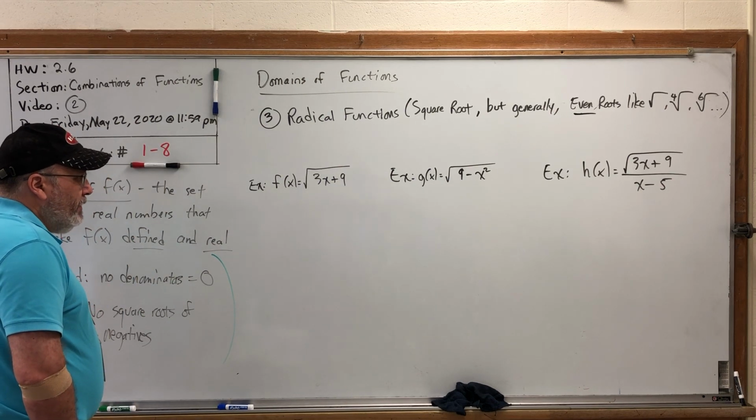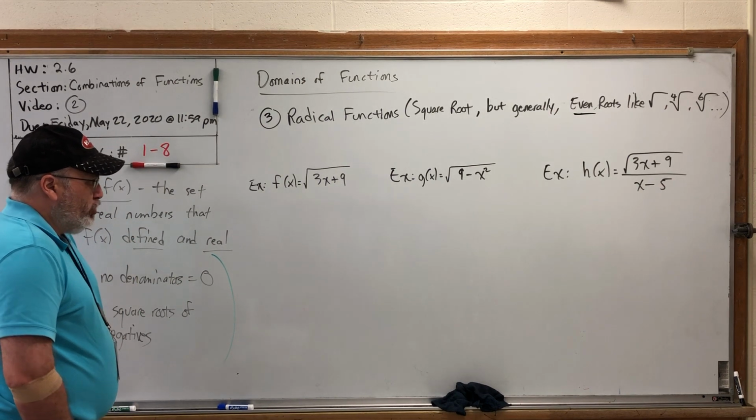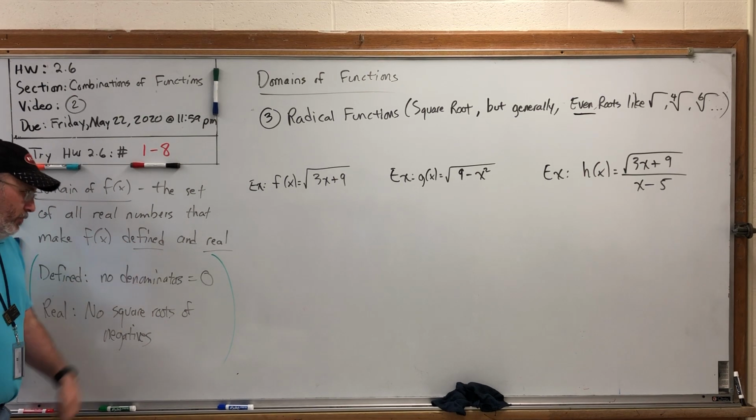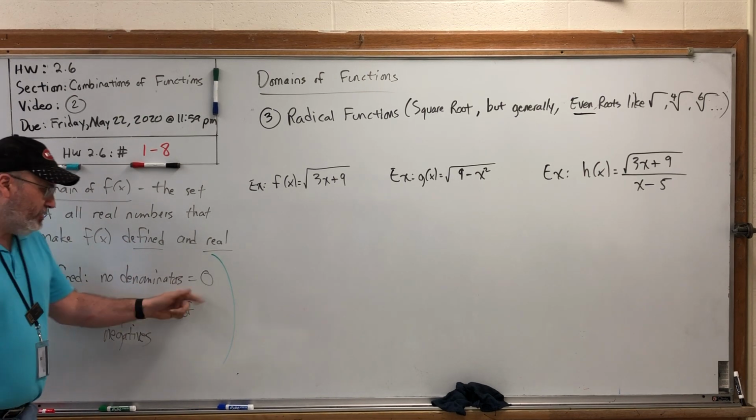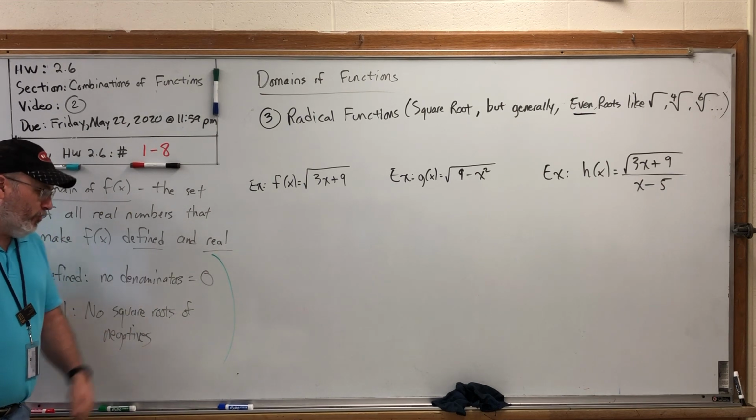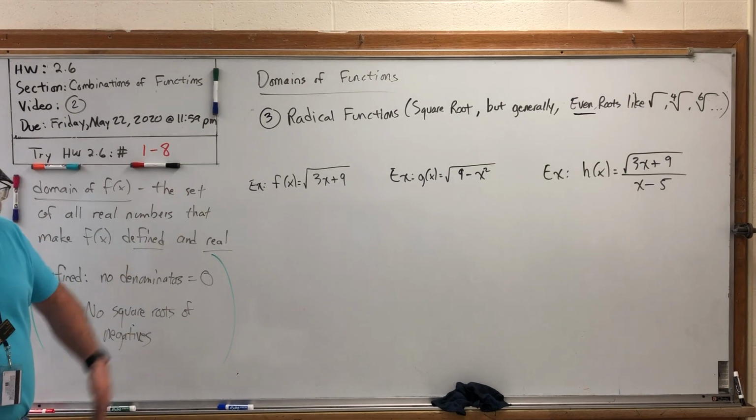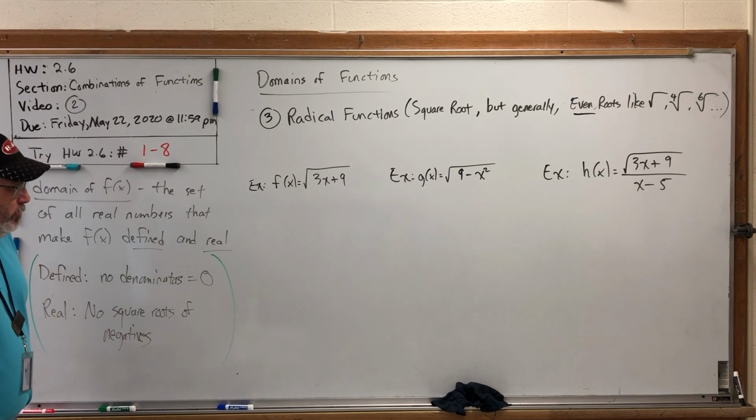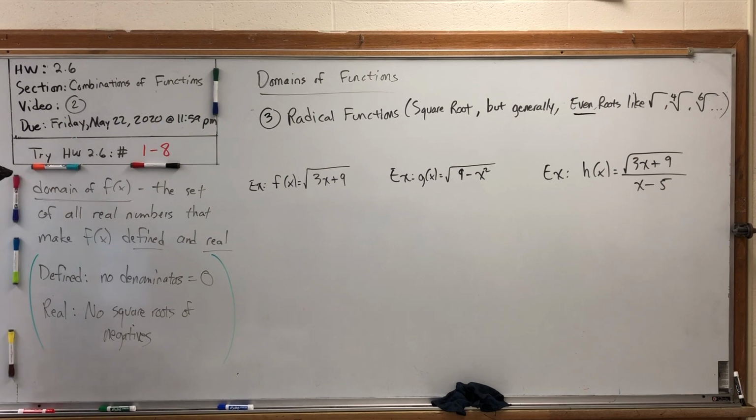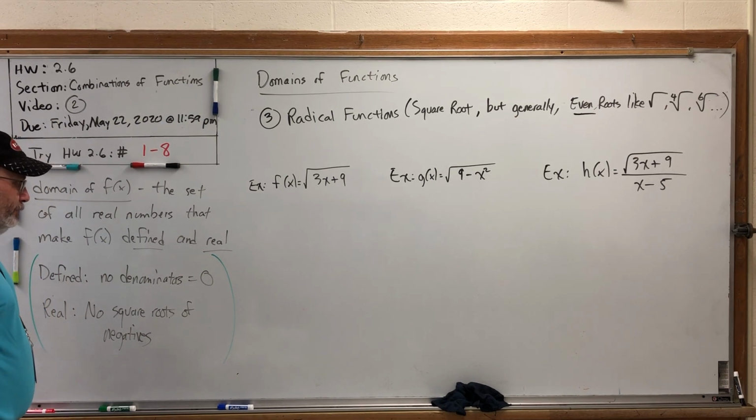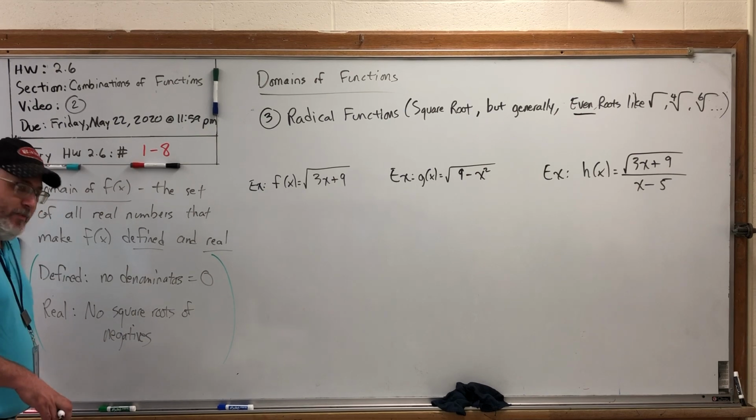All right, so let's talk about how to find the domain of a radical function. We've got 3 examples up here. Recall that the domain of a function is the set of all real numbers that make the function defined and real. By defined, we mean avoid denominators equal to 0, and by real, we want no square roots of negatives, more generally even roots, but we're only going to focus on square roots. So all of these obviously have square roots, so how do we go about finding their domain? Well, let's think about it and then we'll set up a strategy.